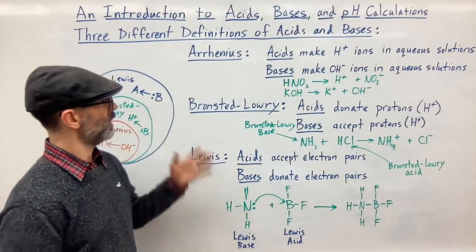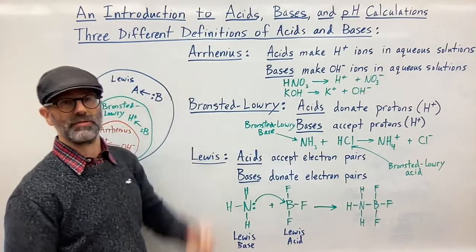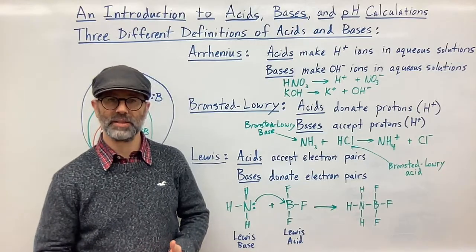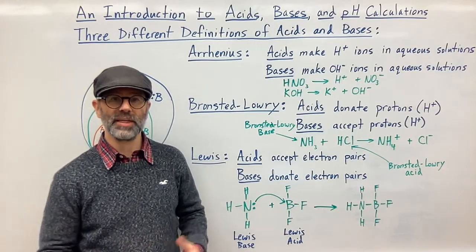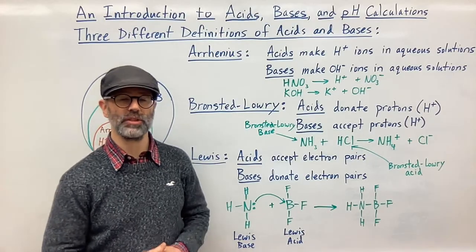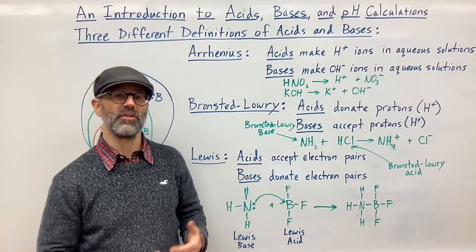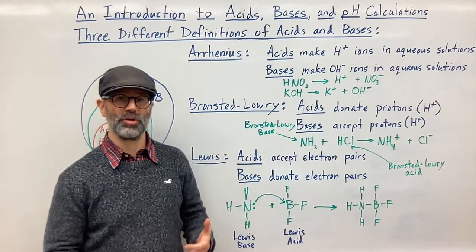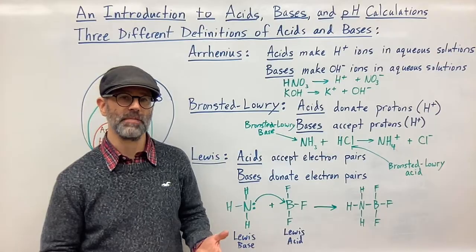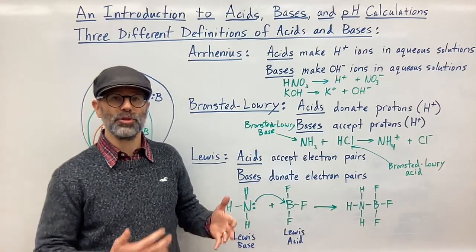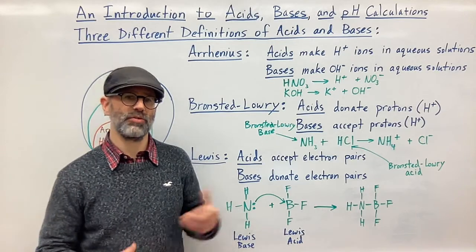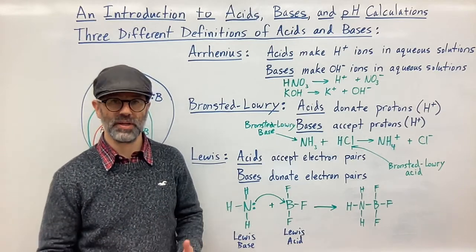The first definition I want to talk about is the Arrhenius definition. According to the Arrhenius definition of acids and bases, an acid is something that makes or produces H plus ions in aqueous solutions. And a base is something that makes or produces OH minus, or hydroxide, ions in aqueous solutions. So if you have a substance that's going to produce H plus or OH minus, then you've got an acid or base according to the Arrhenius definition.